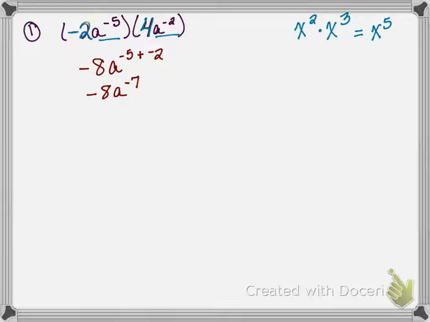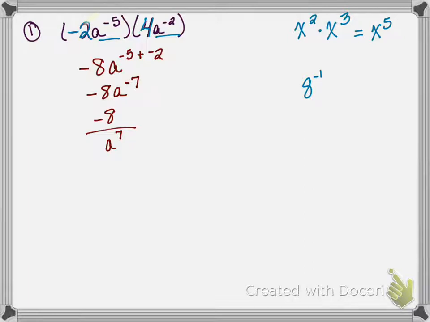In order to move the 8 to the denominator, it would have to be 8 to the negative 1 power. That's when you would move the 8 to the denominator. But that's not what we have. What we have is just negative 8. So the only thing I'm moving to the denominator is the a. So my negative 8 stays in the numerator. My a to the negative 7th becomes a to the 7th. And that is my final answer.